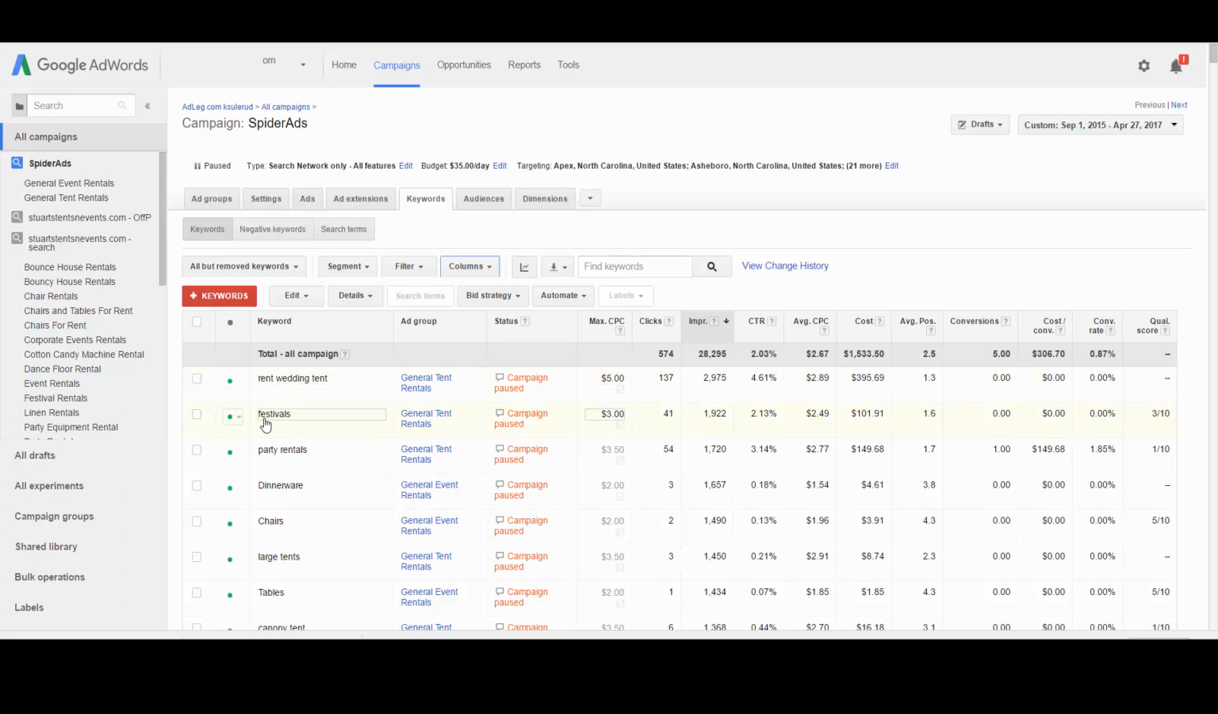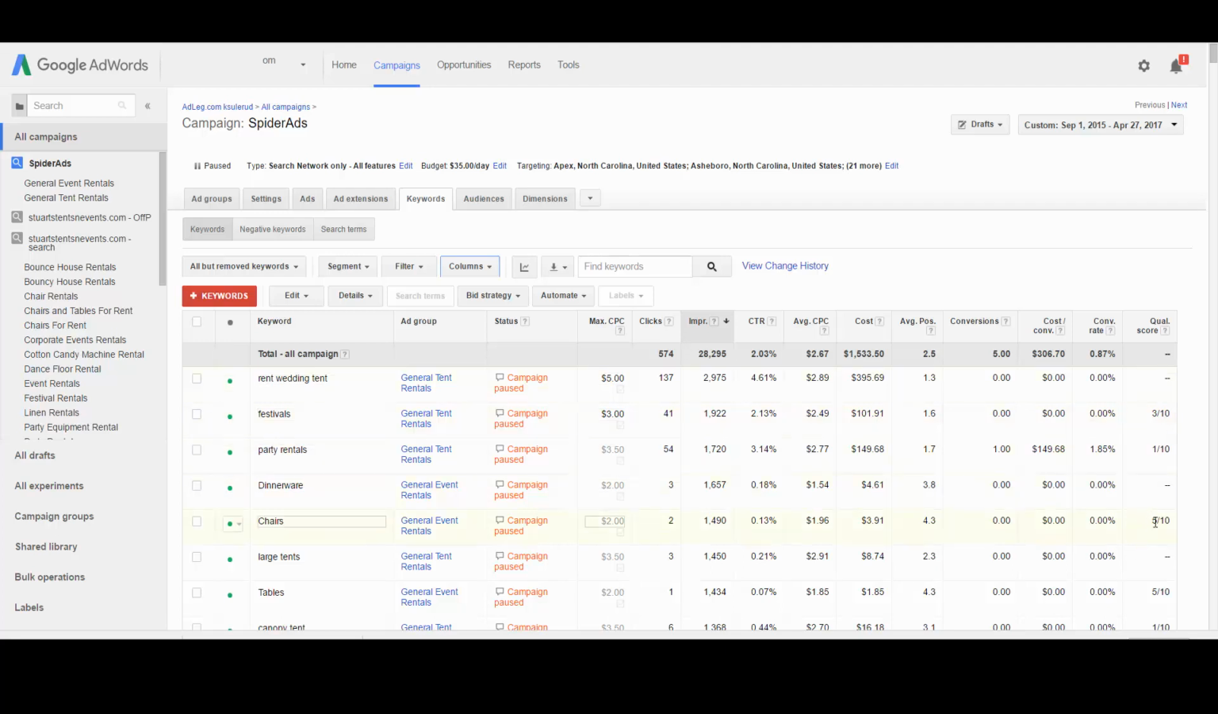Okay, so if someone is searching the keyword festivals, Google is saying that our ad is not very relevant. It's only 3 out of 10. And if someone's searching party rentals, the relevancy is only 1 out of 10. So Google, in turn, uses this quality score information to determine whose ads are going to show where. So your ad placement is based on your bidding and also on your quality score.